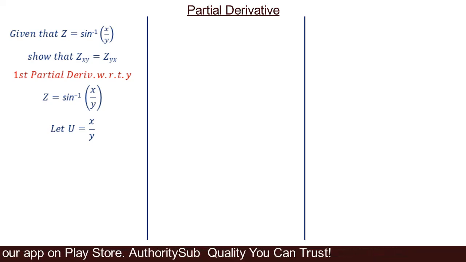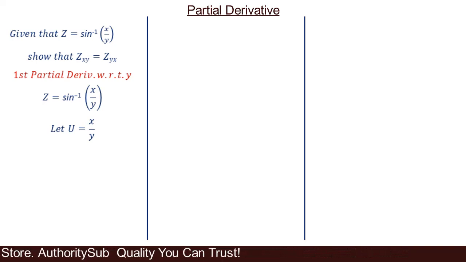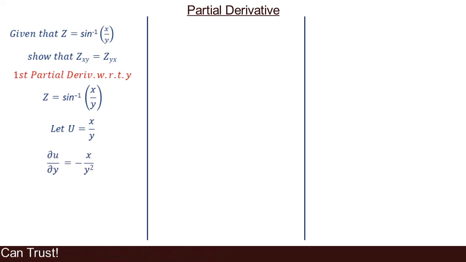Good. And then we differentiate u with respect to y. We are starting with y, so we differentiate with respect to y partially. When we differentiate with respect to y partially, we are going to have minus x all over y squared. Are we together? Yes.